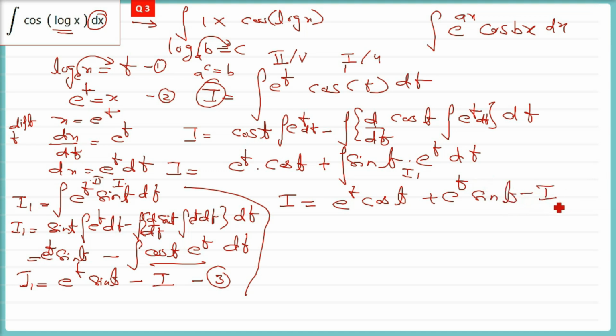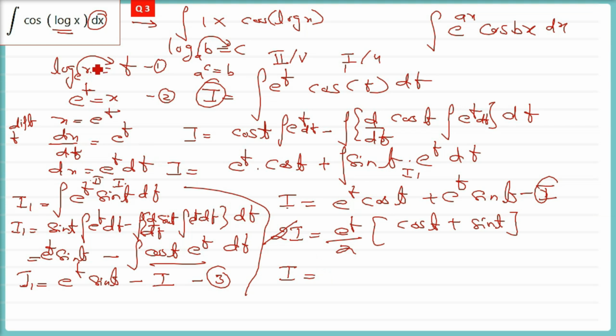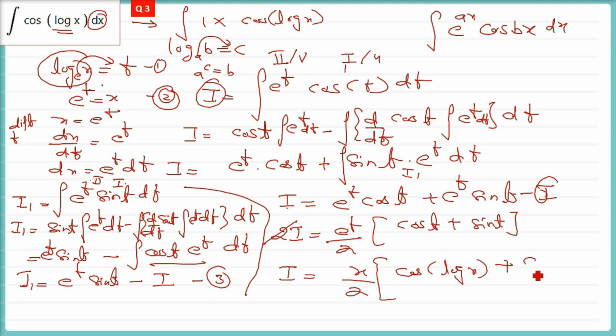Now this I can be taken on the left hand side. So this I plus I will form 2I. And this will be equal to e raised t cos t e raised t sin t. So you can take just e raised t common from here. 2 you can bring downstairs on the right hand side. So cos t plus sin t will come. And this I will be what? Because you assume something, so you need to substitute them in at the last. So e raised t was x. Cos, in place of t, you can just write log x. So cos log x plus sin log x, this t again with log x, and plus a constant of integration. This is your final answer.